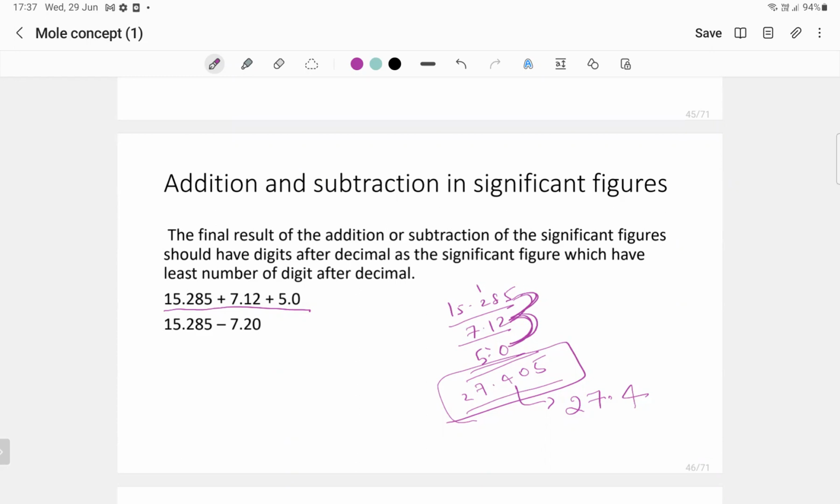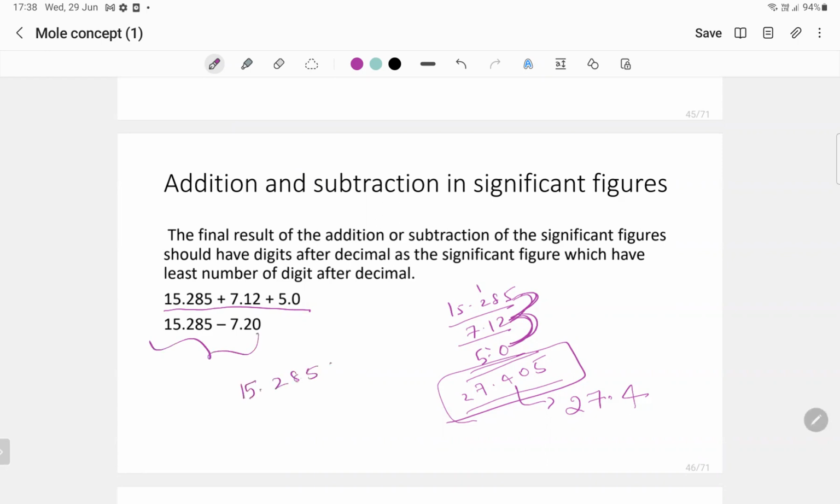This is your answer. But your answer should be represented after the decimal. The final result of the addition or subtraction of significant figures should have digits after the decimal equal to the value which has the least number. After the decimal, 5.0 is your least number. So after the decimal there is one value, so the result should also have only one value after the decimal. Clear? Clear with this one? Yes. Similarly, do it for the second one.